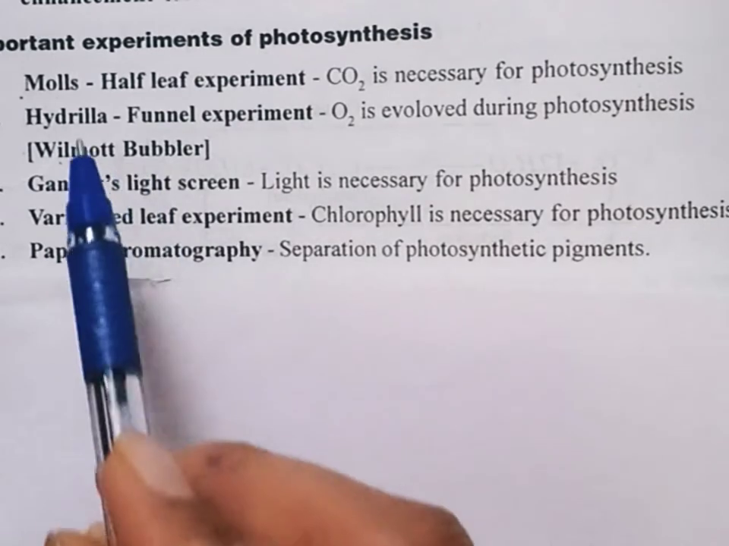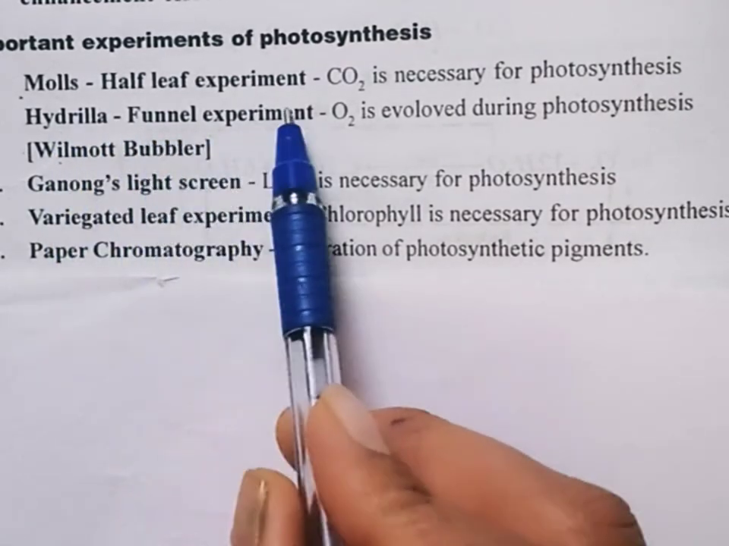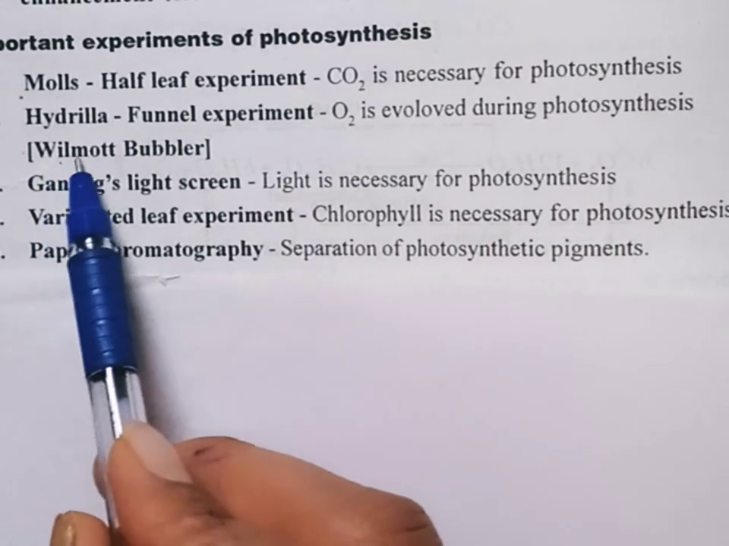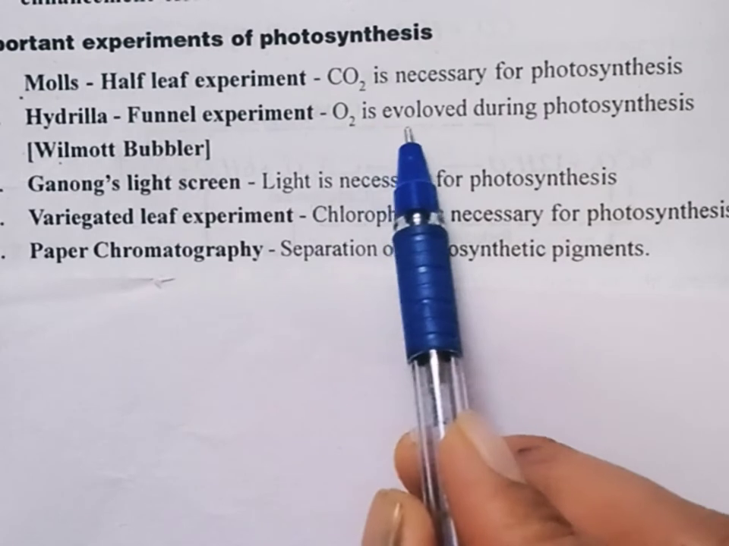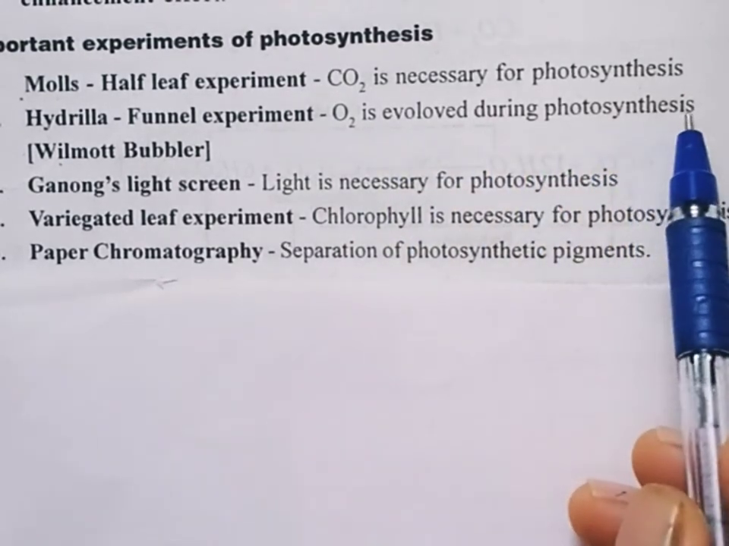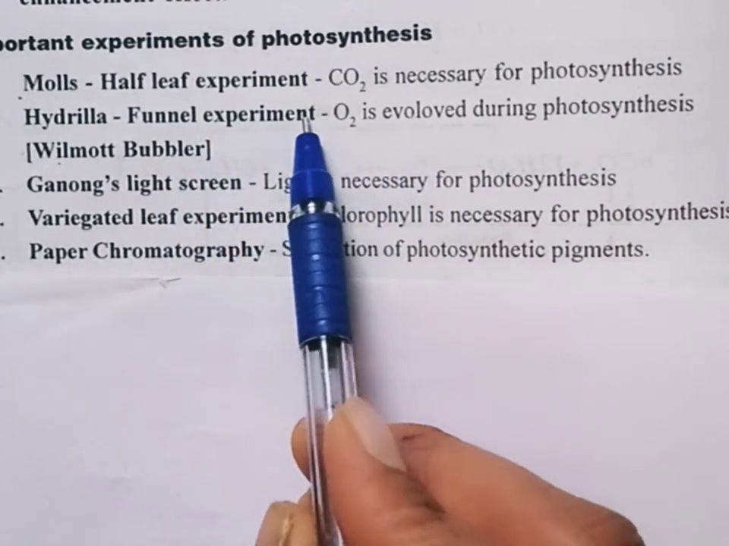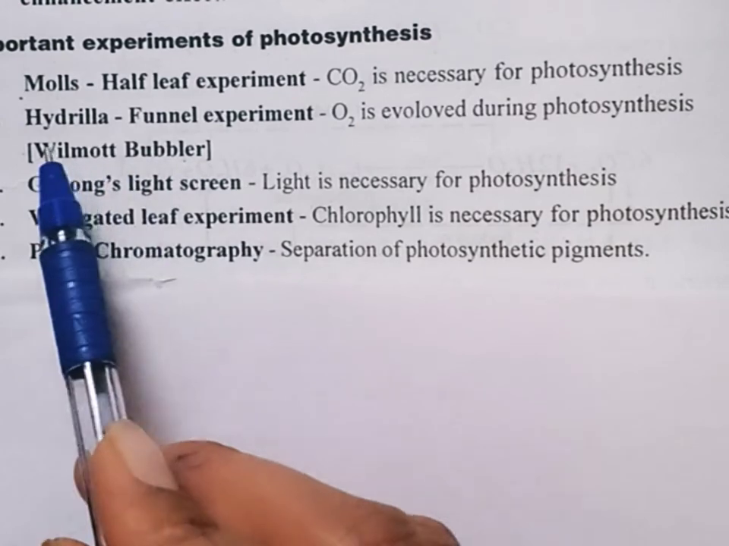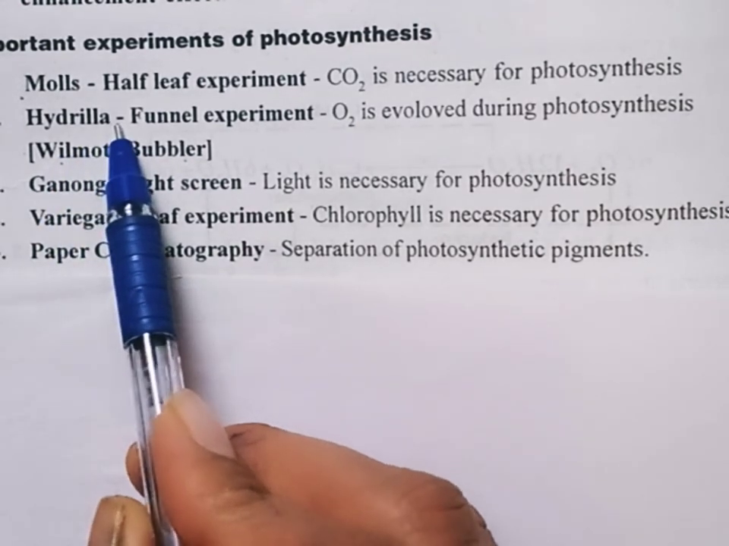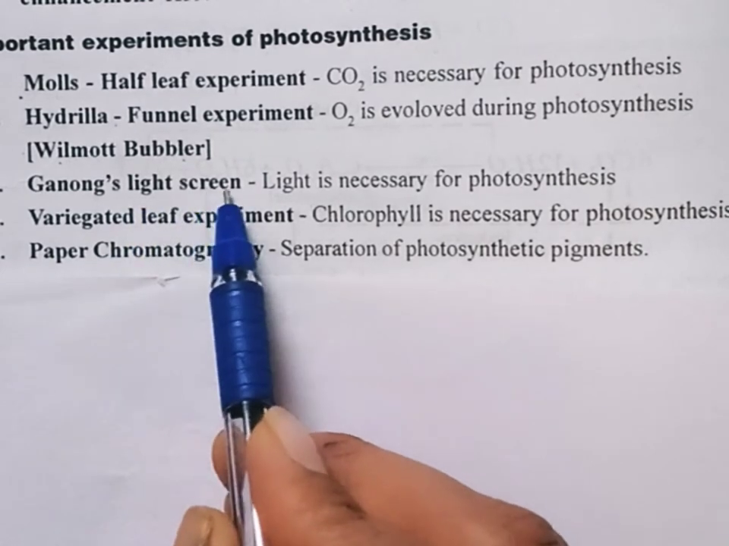Next, Hydrilla funnel experiment. So this experiment was conducted by Wilhelm Bubler. According to him, O2 is evolved during the photosynthesis process. So this is the summary of funnel experiment conducted by Bubler. He used the Hydrilla type of plants, aquatic plants. Next, Ganong's light screen experiment.